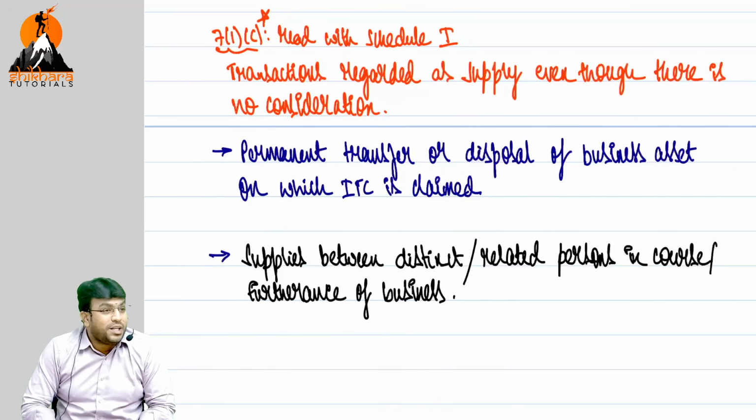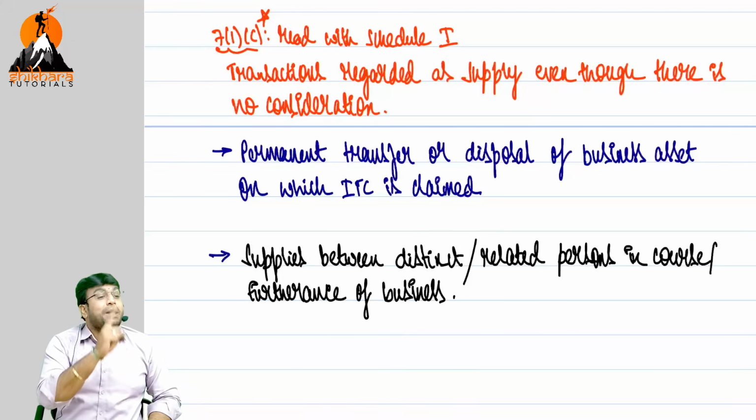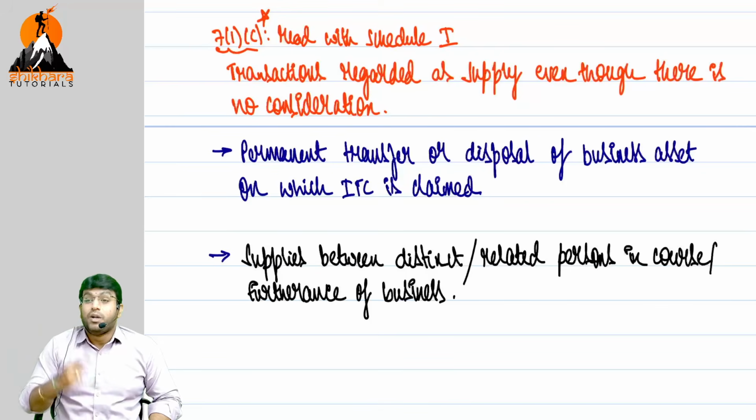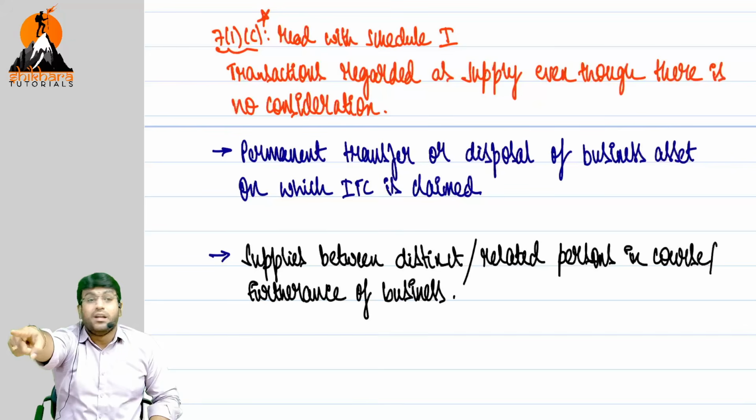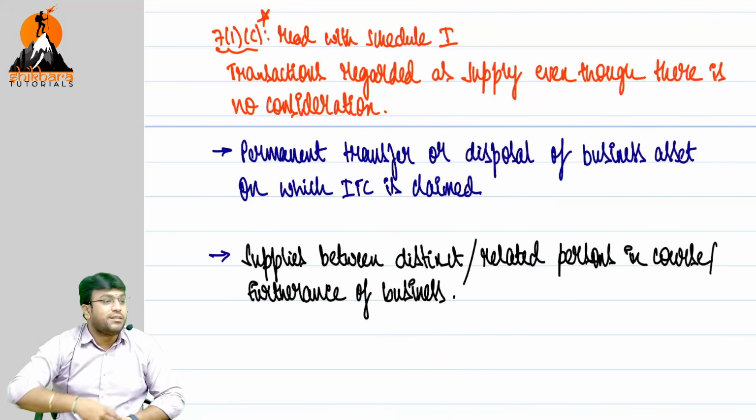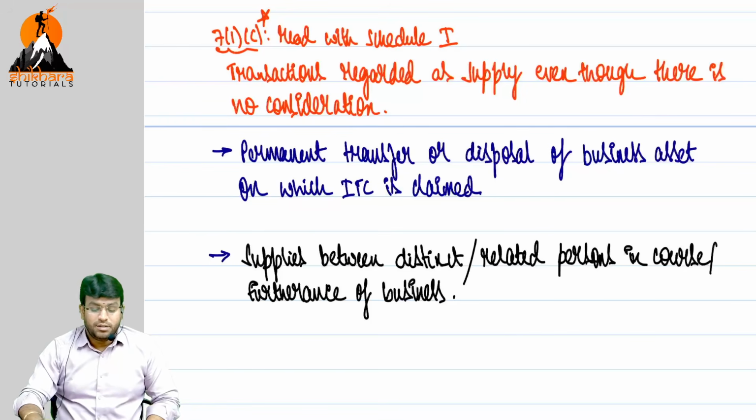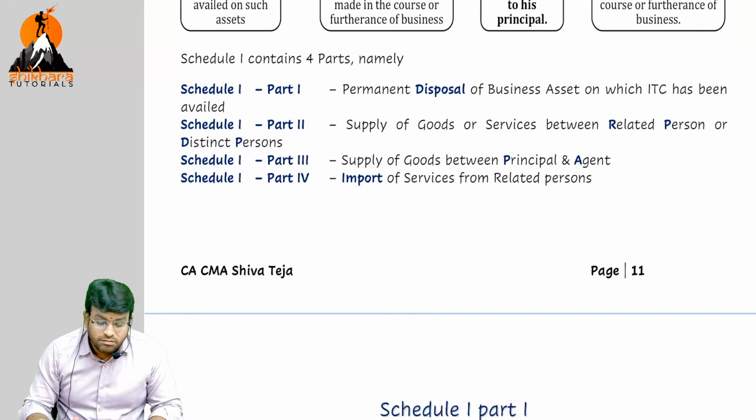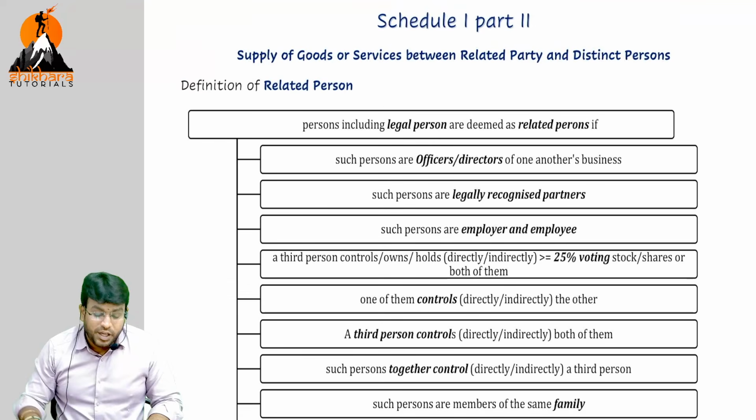What is that we are trying to learn, sir? Related person. This word related person is defined in GST in Explanation 1 to section 15. Section 15 talks about value of supply. In value of supply, in the explanation, they have given the definition of a related person, which I'll tell now. I will not tell it when the time comes, we'll talk. Time has come. Definition of what, sir?